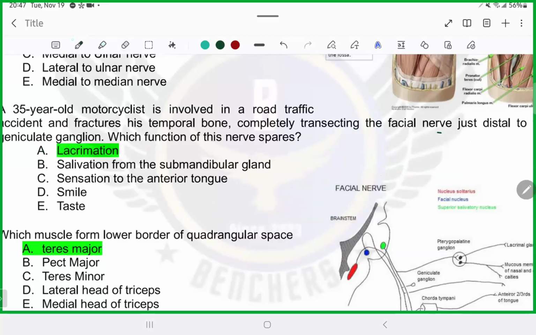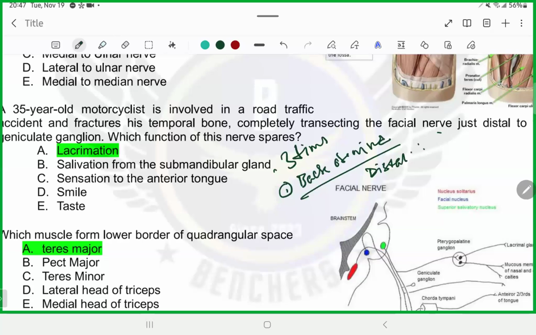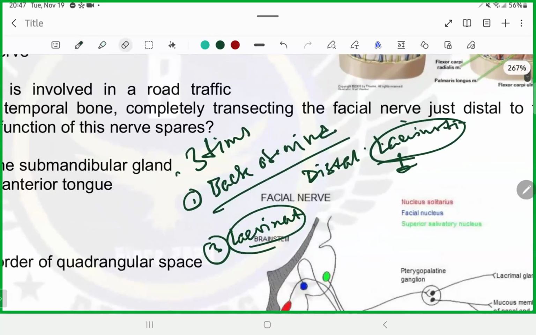So read the stem 3 times. You will have an answer in back of your mind. Back of your mind, my voice will play and it will tell you that distal to geniculate ganglion, lacrimation will be preserved. So you search for lacrimation. Third step, you find lacrimation, you select that and move on. Simple as that.